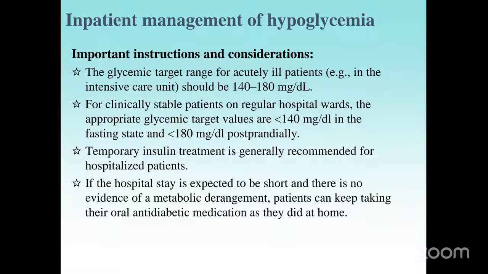Now we're going to talk about inpatient management of hypoglycemia. We say that the patient at home can apply this 15-15 rule, but in the hospital setting, we have some important instructions and considerations. The glycemic target range for acutely ill patients in the ICU should be 140 to 180 milligram per deciliter, and for clinically stable patients on regular hospital wards, the appropriate glycemic target values are less than 140 milligram per deciliter in the fasting state and less than 180 milligram per deciliter postprandially.